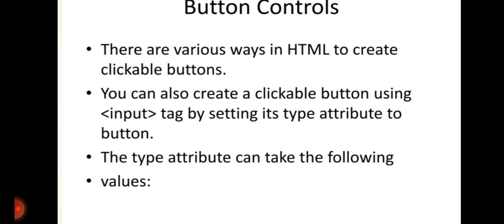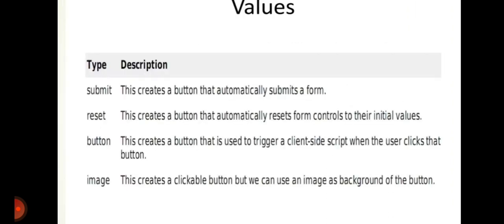Now let us know about button controls. There are various ways in HTML to create clickable buttons. You can also create a clickable button using the input tag by setting its type attribute to button. The type attribute can take the following values.